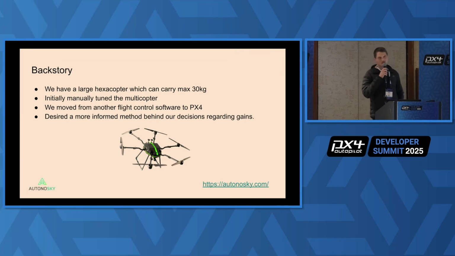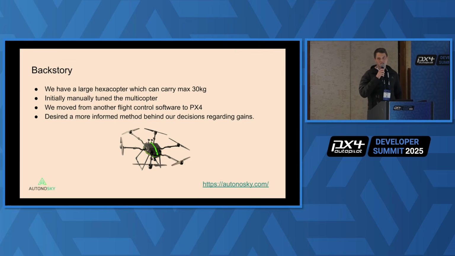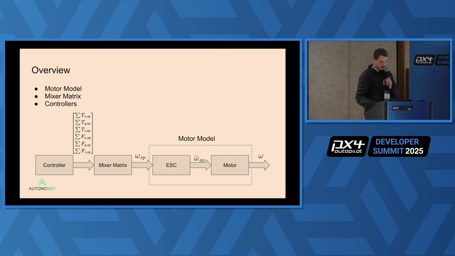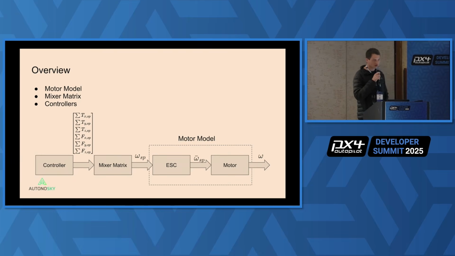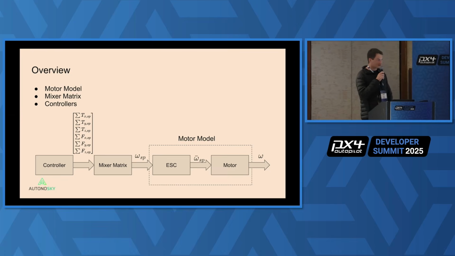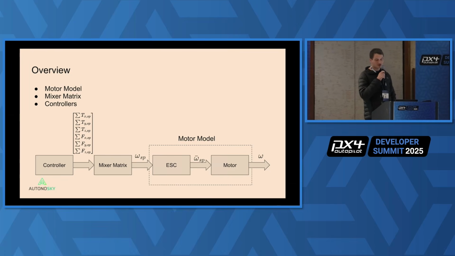However, a challenge was incorporating all of the PX4 transformations and normalizations, to ensure that once we arrive at a set of gains, it is the same way PX4 sees the multicopter and controls it. So my presentation will have three parts to it. First, we'll talk about the motor model, which receives a normalized rotational velocity set point and then outputs a normalized rotational velocity. And we're going to lump the ESC and motor together.